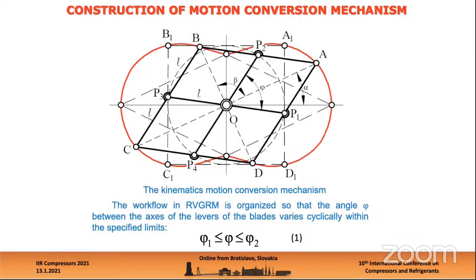Construction of the motion conversion mechanism. In the developed RVGRM, a motion conversion mechanism, MCM, is used, which is described. The MCM turns the drive shaft rotation into the rotational oscillatory motion of the rotors with vanes. The mechanism consists of a rotating rhomboid and a fixed disc with a profiled raceway. The workflow in the RVGRM is organized so that the angle between the axes of the levers of the blades varies cyclically within the specified limits.